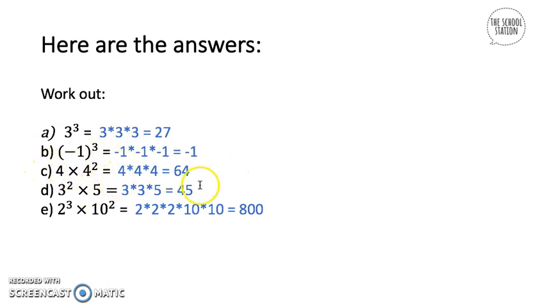4 times 4 squared would be 64 because we again just add the powers together because we're multiplying. So 1 plus 2 is 3. So 4 times 4 times 4 is 64.